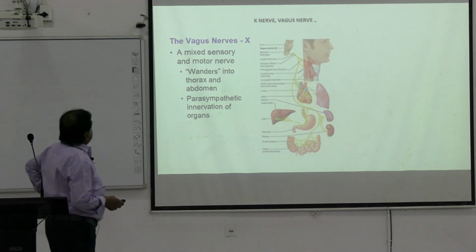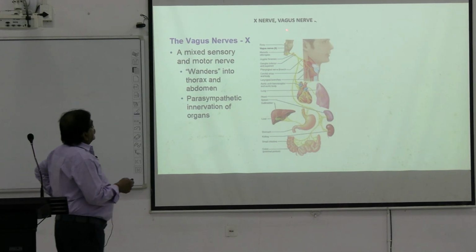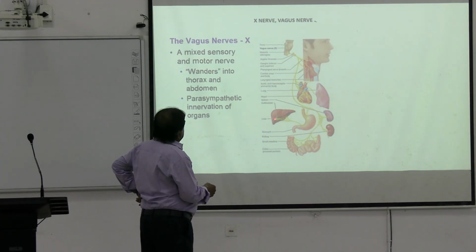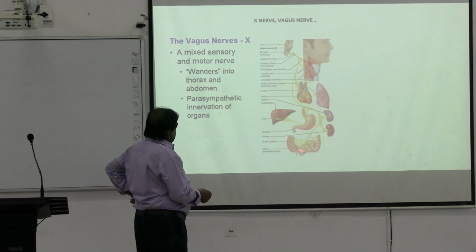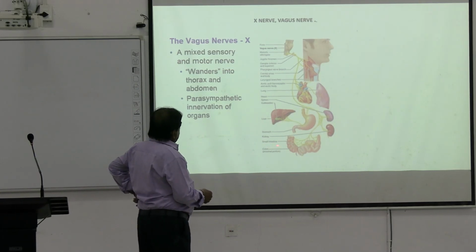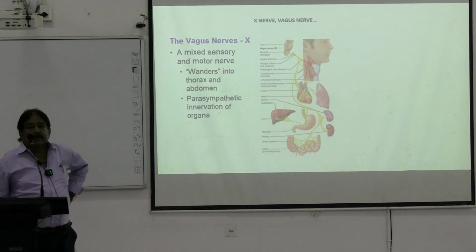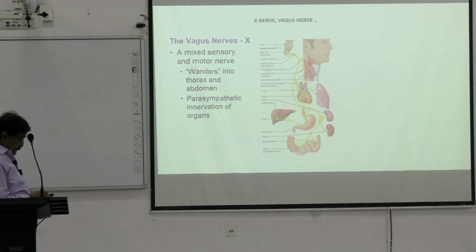Then the vagus nerve, the 10th nerve, a mixed sensory and motor nerve, wanders into the thorax and abdomen, giving parasympathetic innervation of organs. Now see the pathway of the vagus nerve: the heart, the lung, the liver, the stomach, spleen, kidney, your intestine, small intestine, colon. This is in one picture, so you can relate it to the vagus nerve.